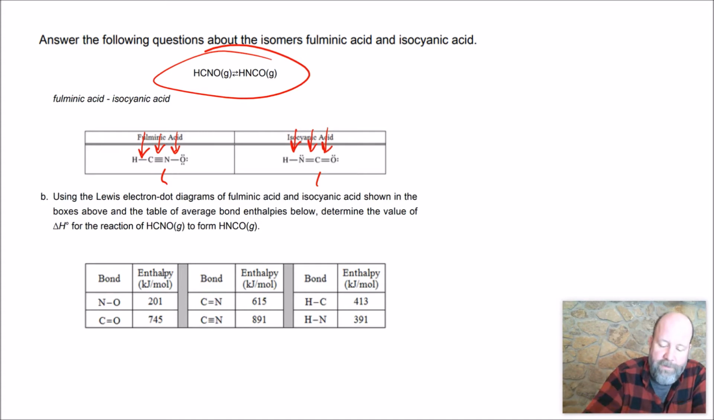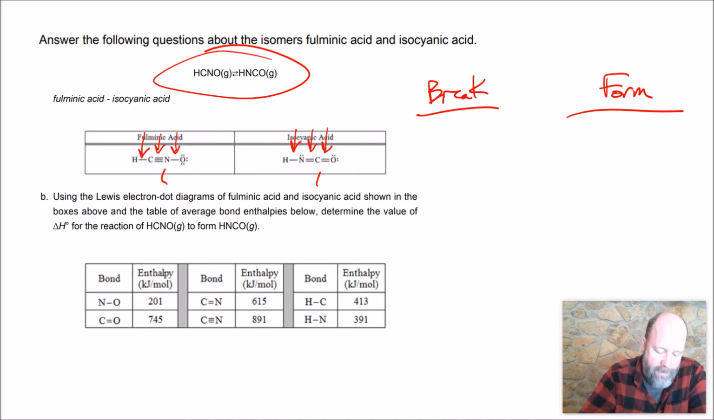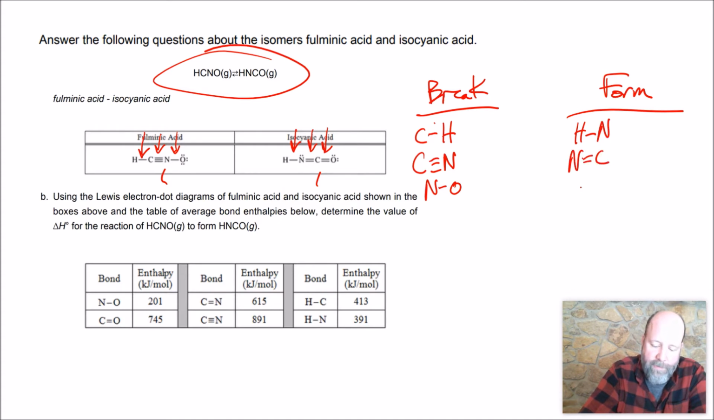So just make yourself a little table. We're going to break, and we're going to form. And so we're going to break a C-H. We're going to break a C triple bonded N. And we're going to break an N single bonded to oxygen. We're going to form an H with an N. We're going to form an N double bonded to a carbon. We're going to form a C double bonded to an oxygen.